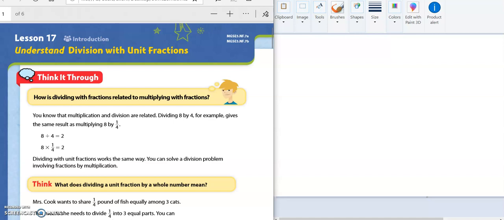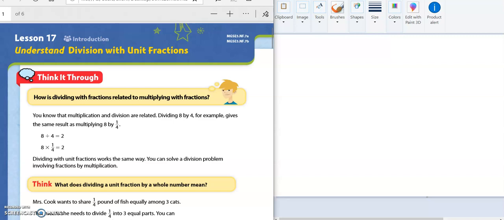Today's lesson is going to be lesson 17. This is going to be our introduction. So we will be going through pages 152 through 154 together, and you will do pages 155 through 157 independently.